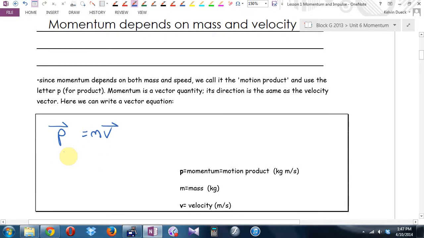And it's a vector. You'll notice I'm being very careful with my vector notations. That's going to be really, really important. If you see there's a change in direction, you better let one way be positive and you better let the other way be negative. What would the units be? Well, what do I measure mass in? Kilograms. What do I measure velocity in? And the units for momentum are kilogram meters per second.